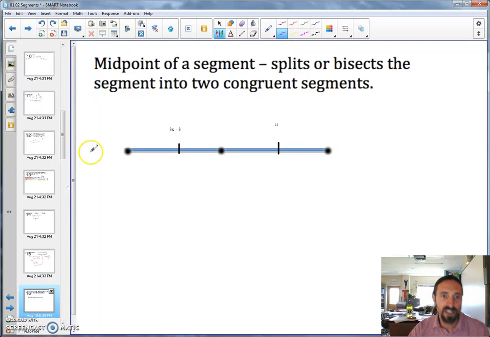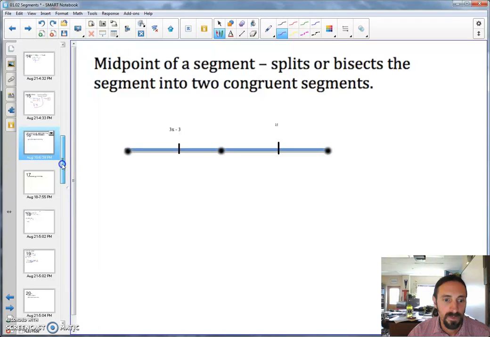13 minutes. I've got 2 minutes left. I'm going to try to speed it up here. Last but not least, midpoint of a segment. This is one of, I believe, your definitions. It splits or bisects the segment into 2 congruent segments.